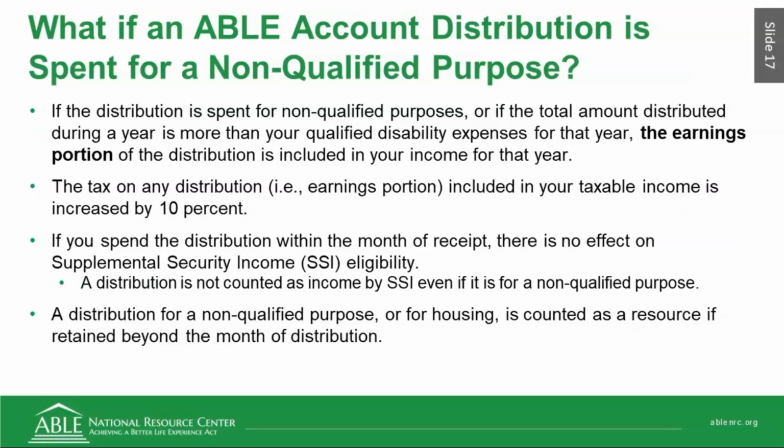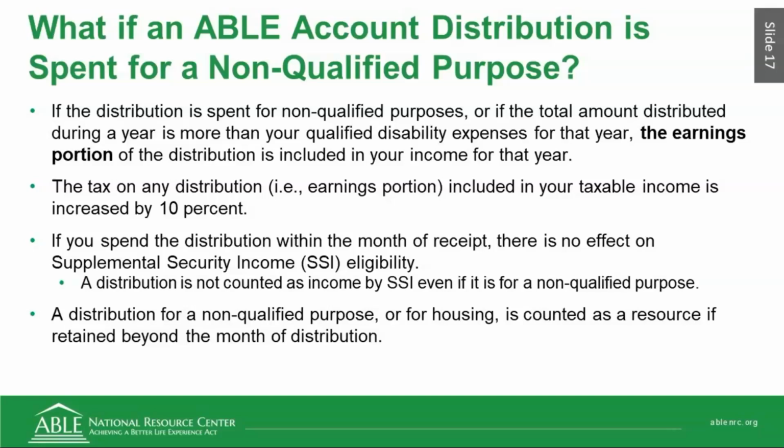What if an ABLE account distribution is spent for a non-qualified purpose? Why is this in here and why is it near the front? We're quite aware that some people in our audience, some people who have contacted the ABLE National Resource Center are concerned about what happens given the limitations on guidance if I spend the money on something and then it later turns out that the IRS or perhaps the SSI program said, oh, that's not a qualified disability expense. Actually, the news I'm going to give you is fairly decent here.